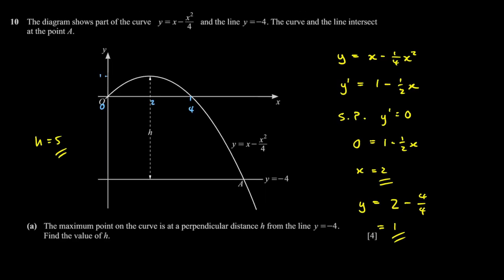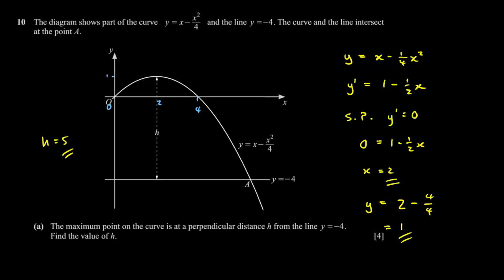Okay, so there are a couple of ways that you could do this. Part b, find the exact x coordinates of A. Well, what is it? A is the intersection, isn't it, of the curve with the line y equals -4. So we just have to solve simultaneous equations. So x minus a quarter x squared is equal to -4. So 0 is equal to a quarter x squared minus x minus 4.